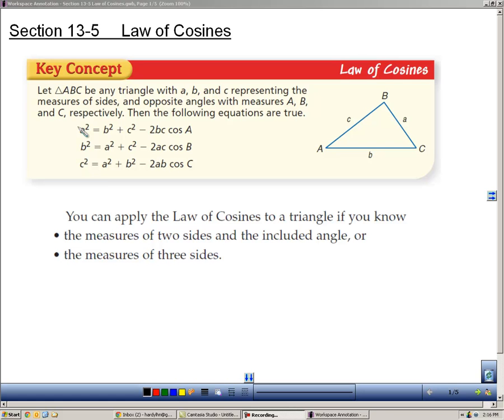Section 13.5 is about the law of cosines. This law, like the law of sines, can be used to find unknown measures of a triangle, except this time we use cosine instead of sine. You see there are three versions here, all based on a leg and an angle opposite it. And you can use the law of cosines when you have the measure of two sides and an angle between them, or the measure of all three sides of the triangle.